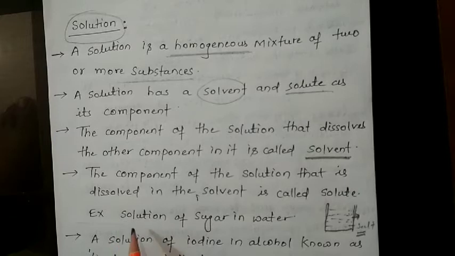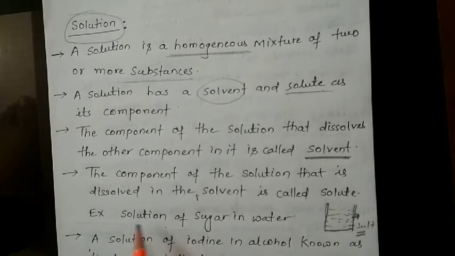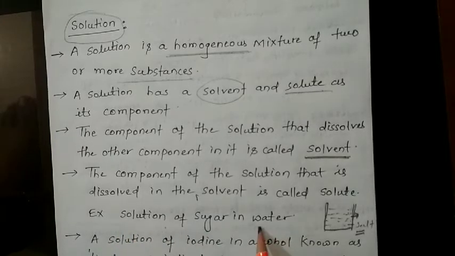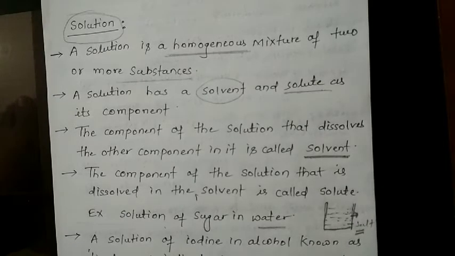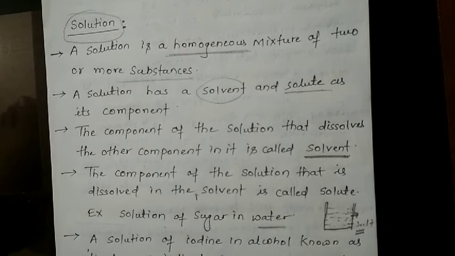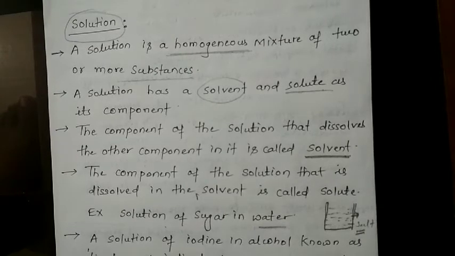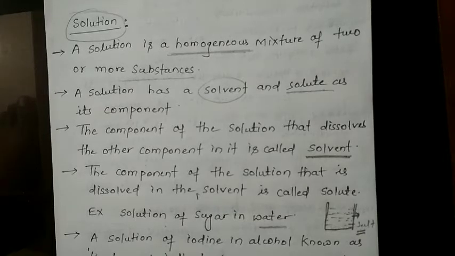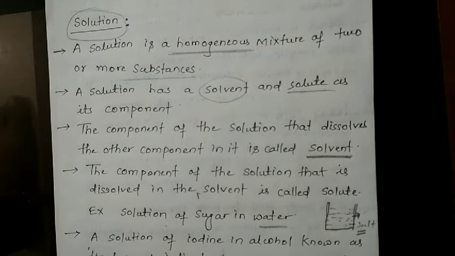Okay, so you can take the example of a solution of sugar in water. If you make tea with milk, the whole milk plus water will be taken as a solvent, and the sugar which you dissolve in it will be taken as a solute.